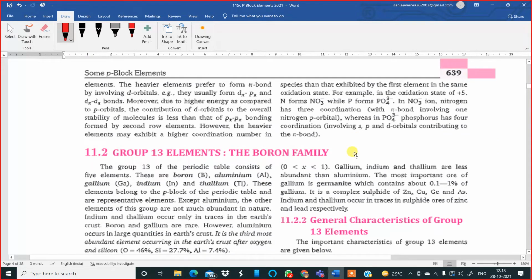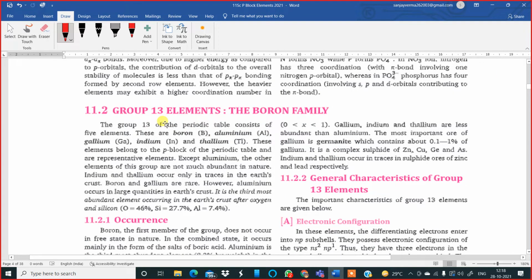Under group 13 elements, the more important thing is the boron family, which is called group 13. The elements belonging to the boron family are boron, aluminum, gallium, indium, and thallium. These elements belong to the p block, and as I've already told you, they obey the general outer electronic configuration ns2 np1, with 3 electrons in their valence shell.